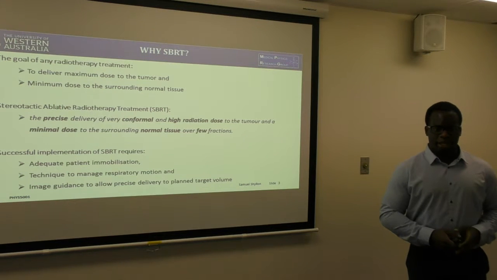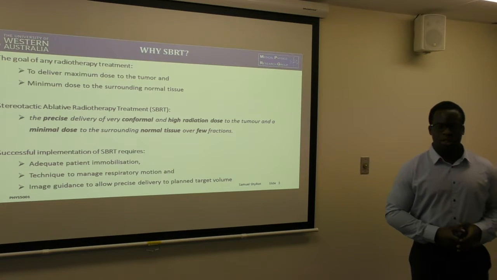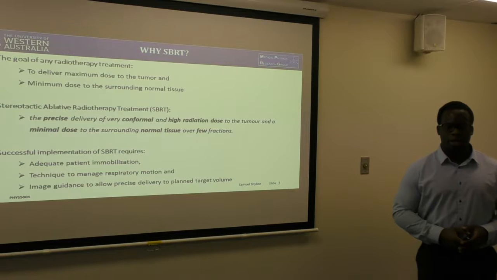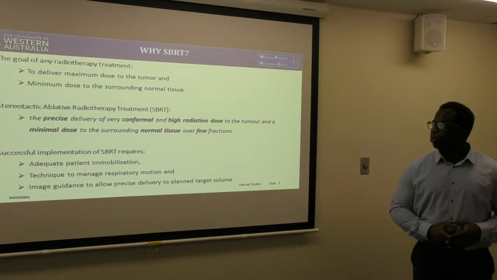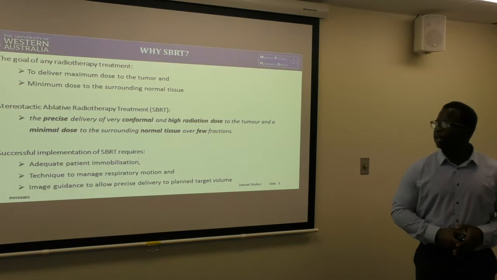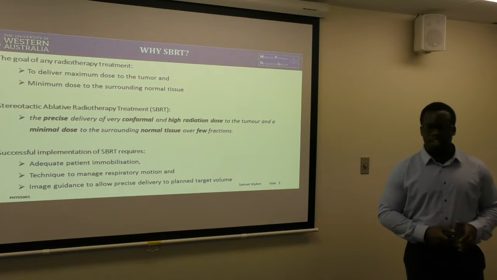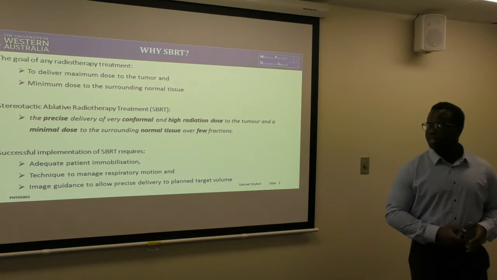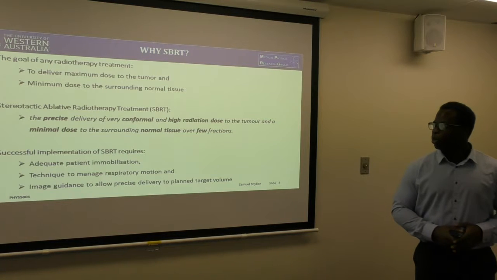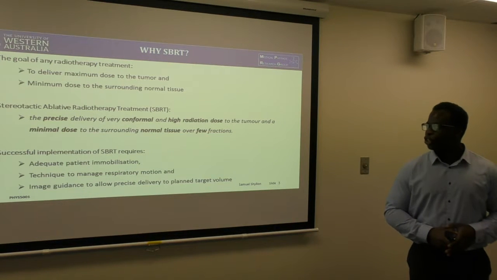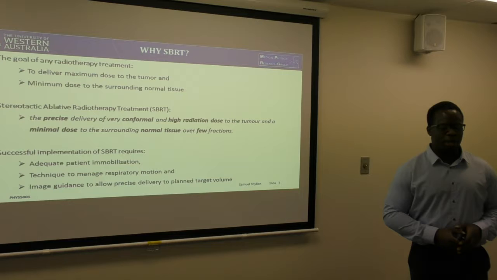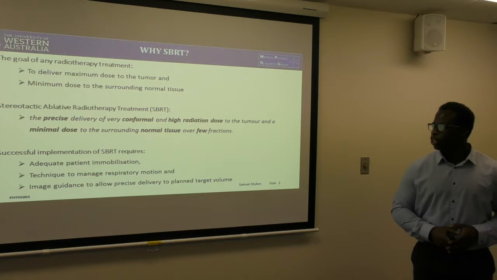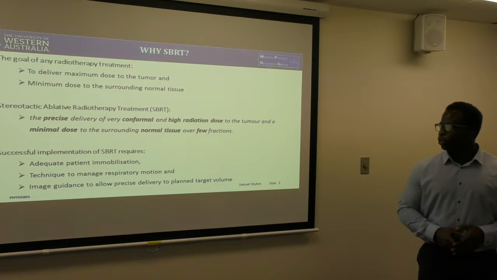So in radiotherapy, there are two main goals. The first is to deliver the maximum dose to the tumor, and secondly, the minimum dose to the surrounding normal tissue. SBRT is able to achieve this by the precise delivery of a very conformal and high radiation dose to the tumor and minimal dose to the surrounding tissues over a few fractions.